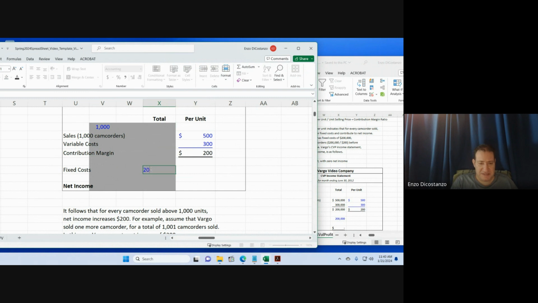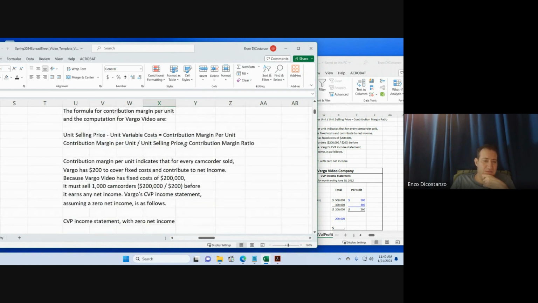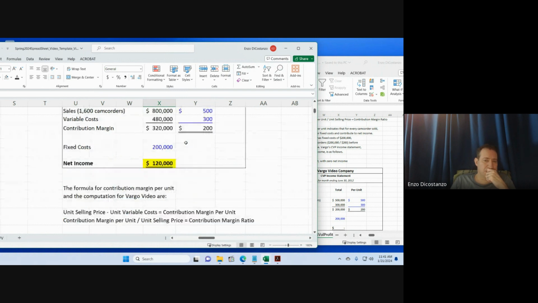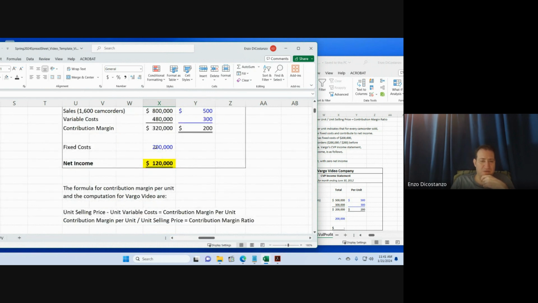Fixed income is the same 200, which is there. And this might be your break even somehow. So yes, it's 200 per unit. The ratio is 200 per unit, and your fixed costs are 200,000.